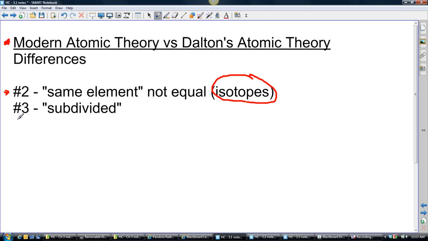Again, I will have, with the notes here, a couple other links to some of the laws as well as Dalton's atomic theory, just to give you a little bit of supplemental information on those topics.